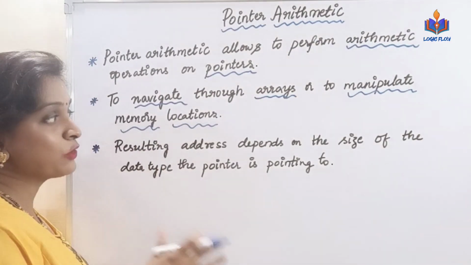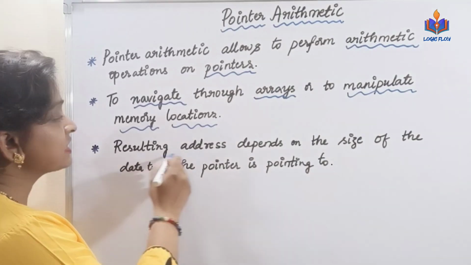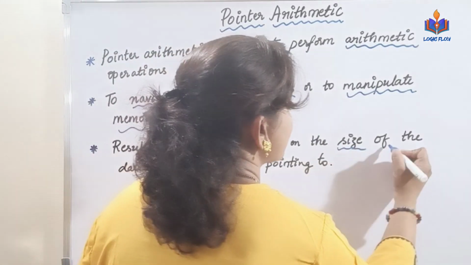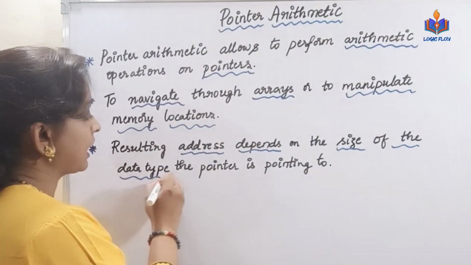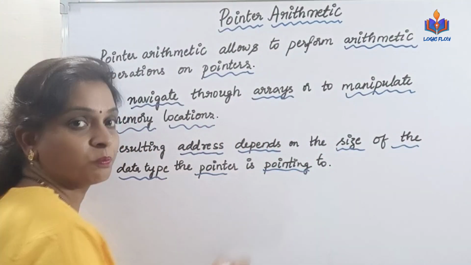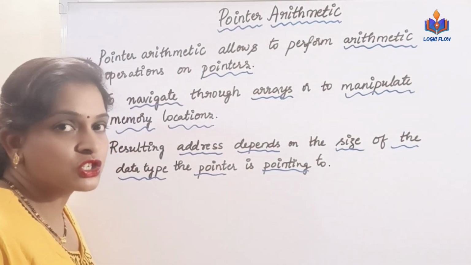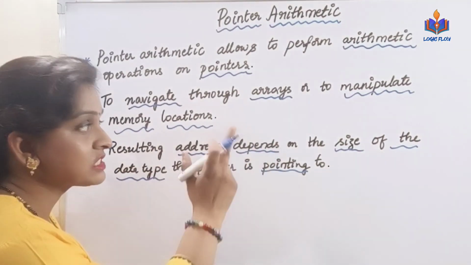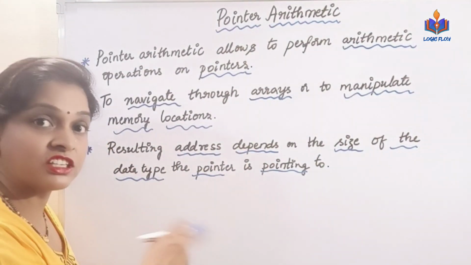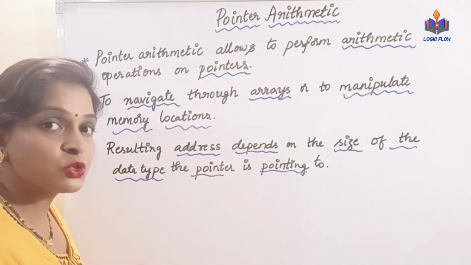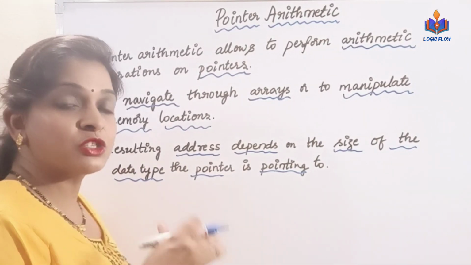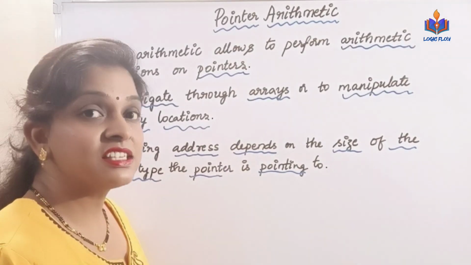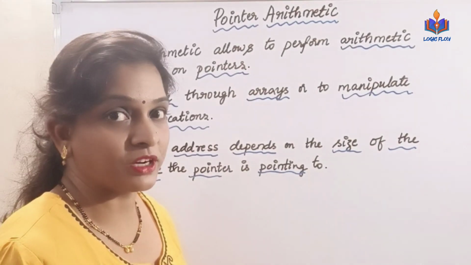But how it deals with this: the resulting address depends on the size of the data type the pointer is pointing to. It's not like normal addition or subtraction. It is quite different, with respect to the size of the data type the pointer is pointing to. How it is going to perform that addition or subtraction with the address, let us see with some example programs.